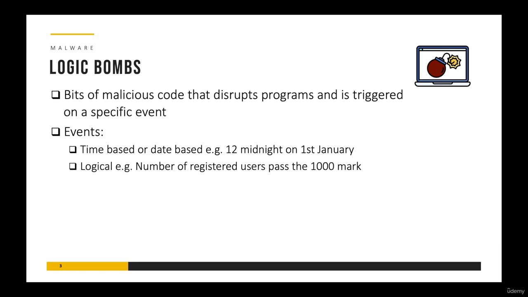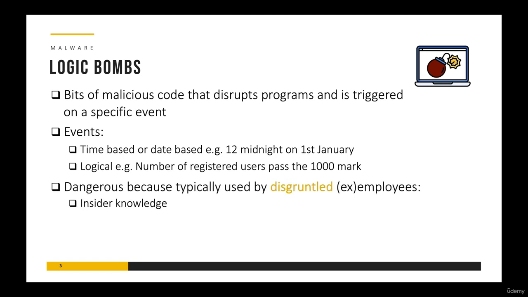So say when the number of registered users passes the 1000 mark, or say the sales of the company exceed a certain threshold. So there is always some sort of event which needs to trigger the logic bomb. It's software which is just sitting there like a ticking bomb, waiting for a particular event to happen. These types of attacks are particularly dangerous because they are usually launched by disgruntled ex-employees or current employees who have a grudge against the company.